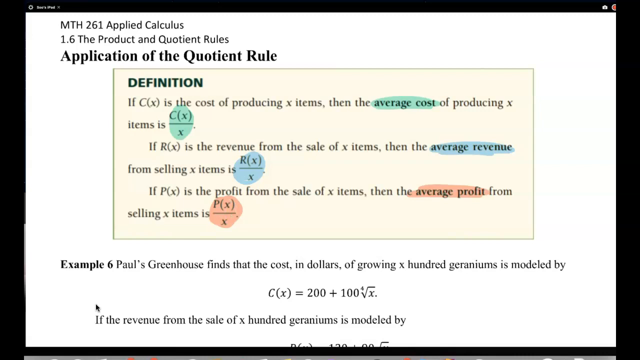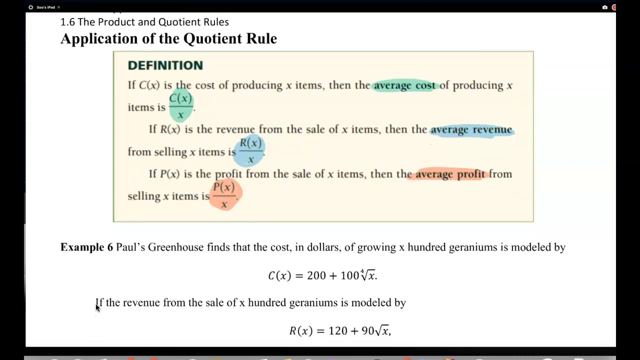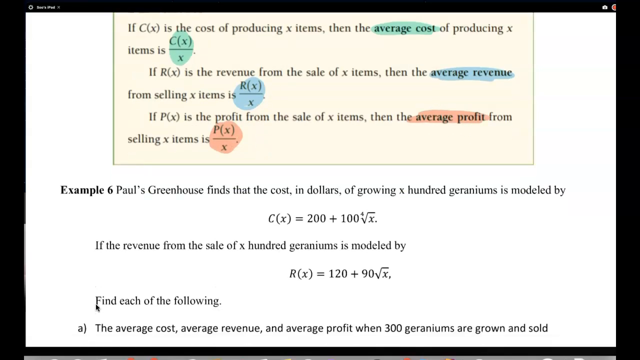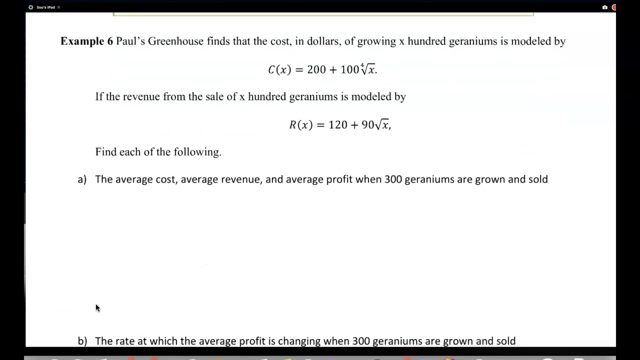So we got three quotient functions. Let's go ahead and use them first. An example is 6, part A. We're not really using the quotient rule to take the derivative yet. We're just going to use those 3 highlighted quotient functions to evaluate the average cost, average revenue, and average profit. I know this because I went over this word problem already, but here's my recording.